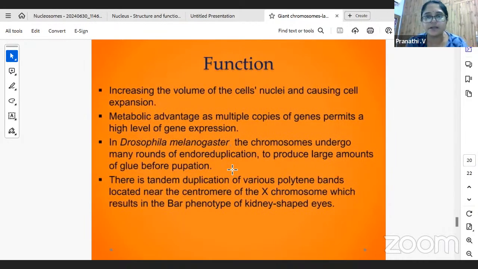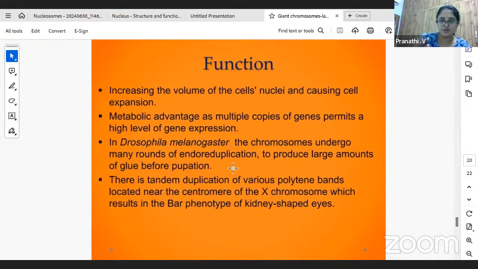Last two slides and I'm done with this class. So they increase the cell's nuclear volume. So it causes cell expansion, and multiple copies of genes permit high gene expression, in fact. And in your fruit fly, that is Drosophila melanogaster, these undergo reduplication. So what is happening is large amounts of glue is being produced before the pupation stage or pupal stage.